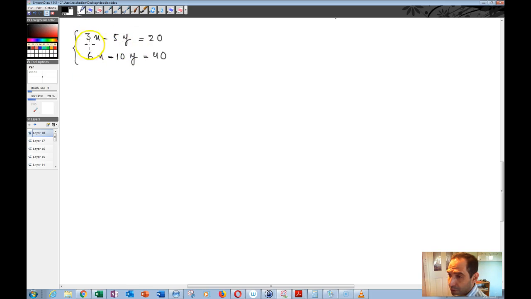Okay, so now you can see that just by looking at this equation, these two terms are positive, these two terms are negative, and these two terms are both positive. And 3 times 2 is equal to 6, 5 times 2 is equal to 10, 20 times 2 is equal to 40. So that means that basically these are coincident lines, meaning that if you, for example, take this equation and divide everything by 2, you will get this equation over here.